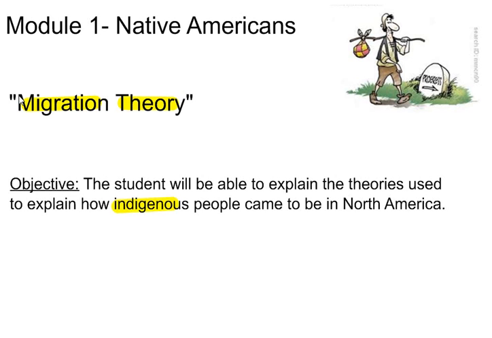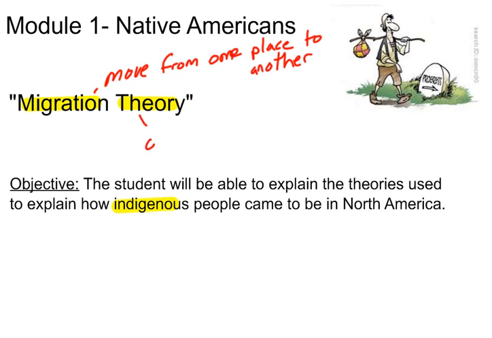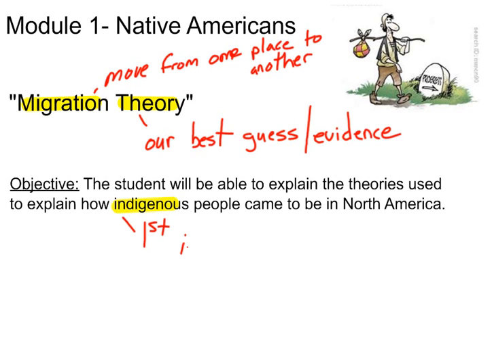First of all, the word migration, if you didn't know this already, means to move from one place to another. The word theory is our best guess on what happened based on evidence, and this is usually based on evidence or artifacts. And then the word indigenous means first in a place.